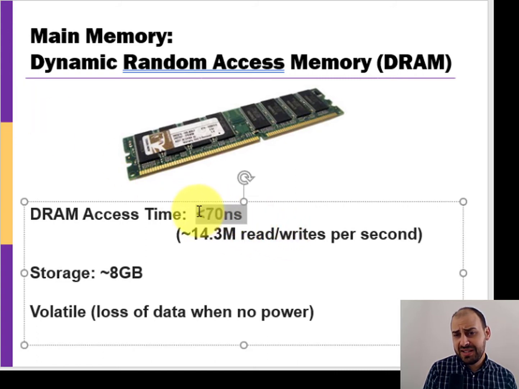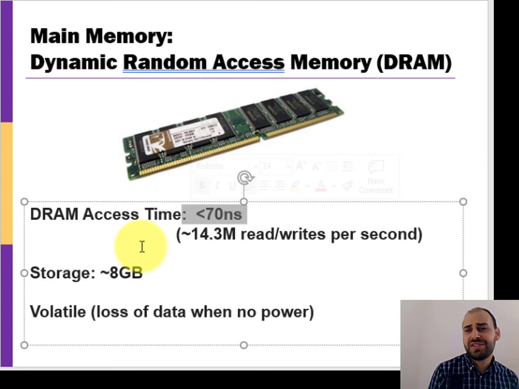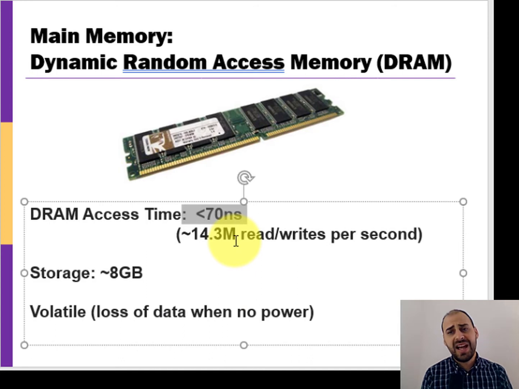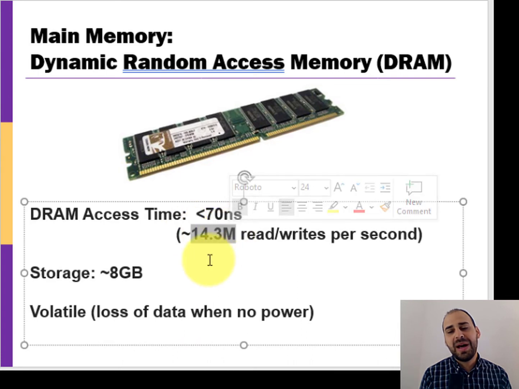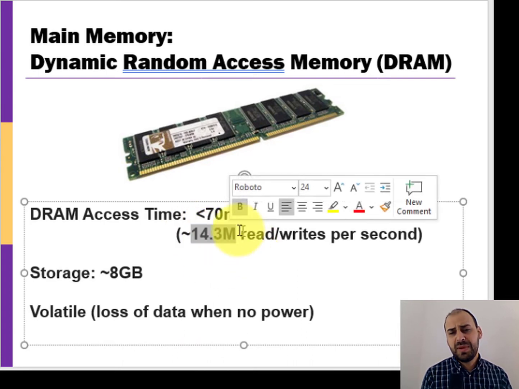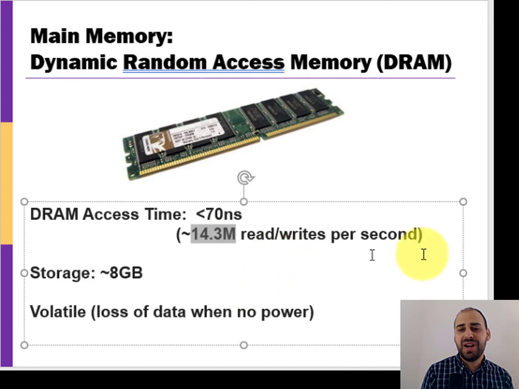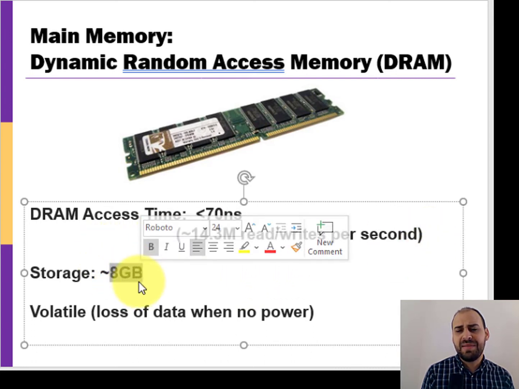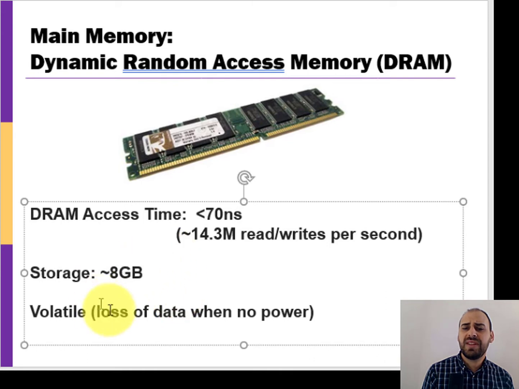The big trend here is that if we look at DRAM access time, you're talking about something under 70 nanoseconds or so. Compared to hard drives, where we were talking around 1,000, 667 was the example there, you're talking about millions, maybe 14 or 15 million read writes per second. A lot of people have 8 gigabytes of storage or so, and again, all these numbers change. It is volatile storage, which means if you lose power, the data's gone.